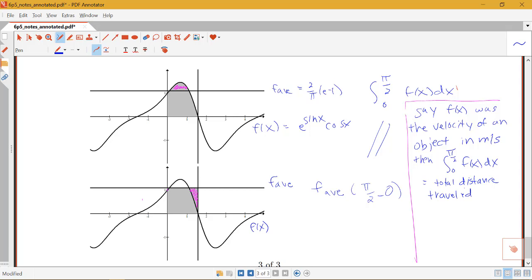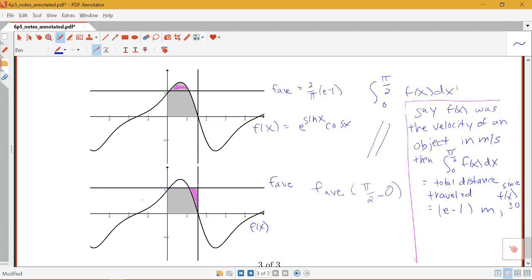From our work above, that total distance traveled would be equal to e minus 1 meters, if we're giving our distance units of meters in this example. And this is because f of x is positive, so we have a total distance traveled in the case of this example. So the area under a velocity curve will represent distance traveled.